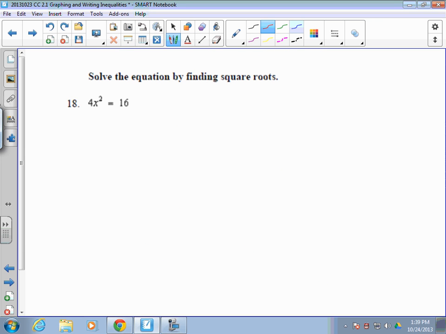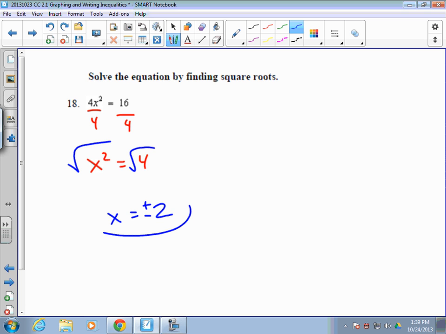18 says 4x squared equals 16. Undo 4 times something by dividing by 4. Do it here as well. X squared equals 4. Get rid of x squared by taking the square root of it. X equals 2. Again, that's positive or negative.